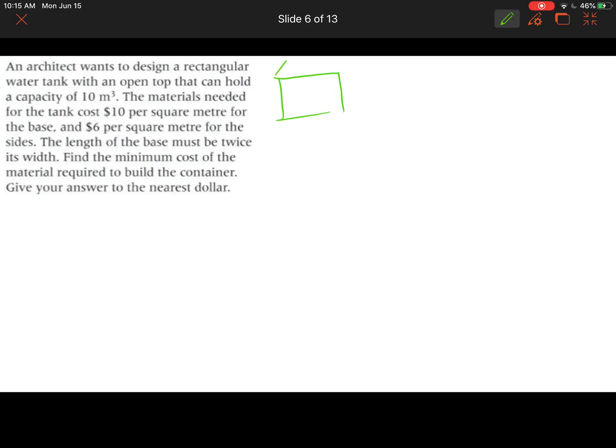Okay, so let's sketch this thing out. Here is our water container. Let's call this x, and the length has to be twice that, so that's 2x. And then we have our height. So we know that our volume is equal to base times height, which in this case is 10 equals x times 2x times h, or 10 is equal to 2x squared h.